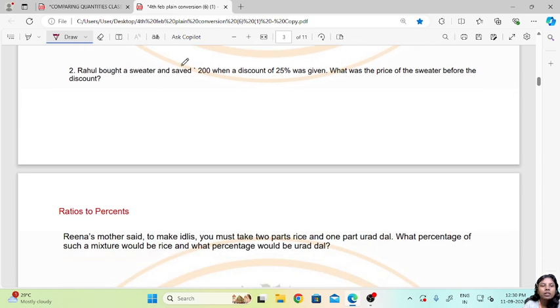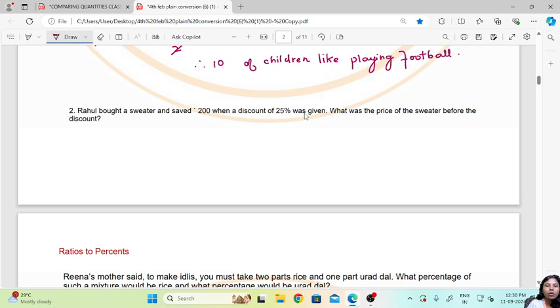Now Rahul bought a sweater and saved 200 rupees when a discount of 20% was given. What was the price of the sweater before the discount? Now here if you see what we have, first we know the percent, then we know the total percent, that is 100. Now we have to find what? The actual price over here, which we don't know. So let's consider that to be X, because it is unknown to us, and this whole thing equals how much discount that he got? He got 200 rupees off.